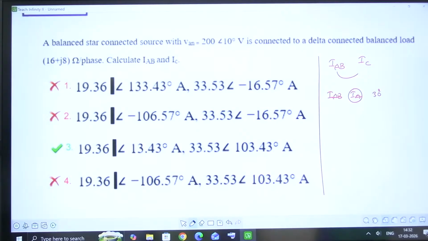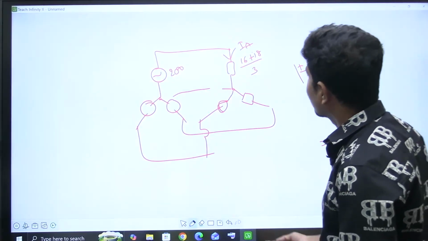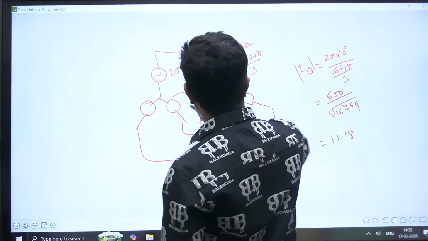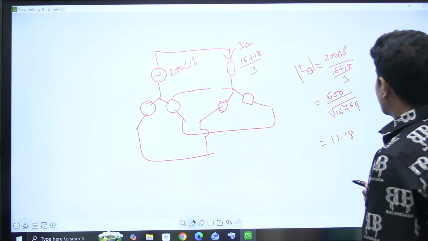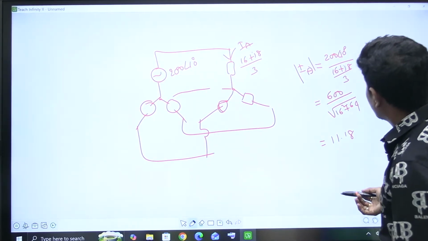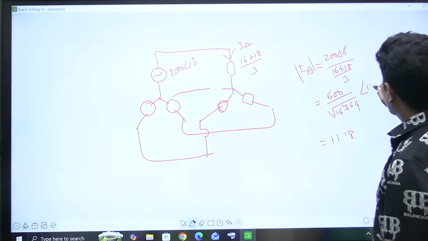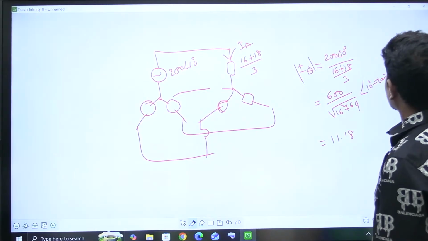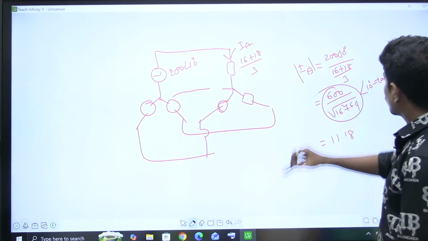See, the voltage is 200 at an angle of 10. The delta connected balanced load of 16 plus J8 I convert into star, so it is (16 plus J8) by 3. So 600 divided by the root of 16 square plus 64, at an angle of 10 minus tan inverse of imaginary by real, since the downside angle is coming to the upside. So this should be the magnitude.